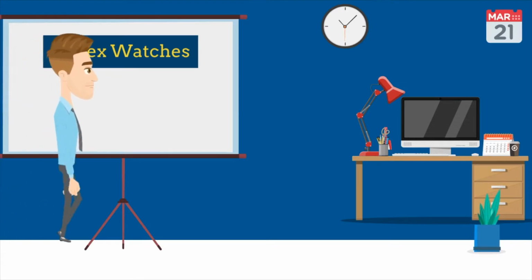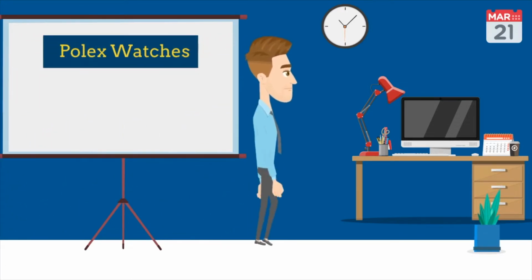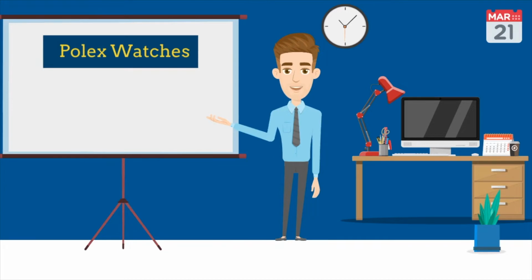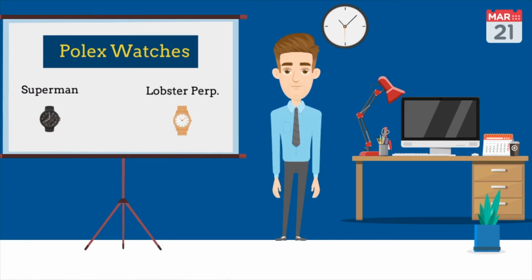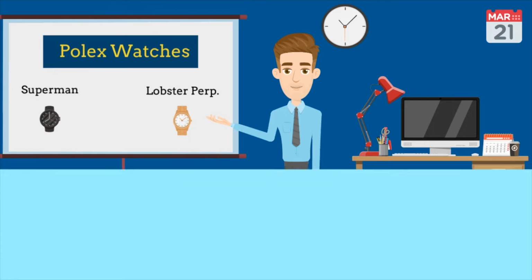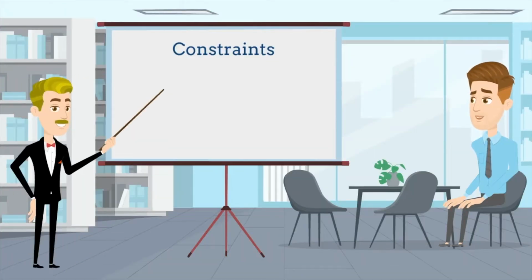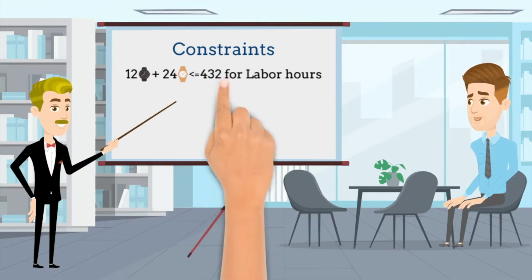This is Steve. After he graduated from the University of St. Gallen, Steve founded his own watch company called Polix Watches. He started with two base models, the Superman and the Lobster Perpetual. In a meeting with his production team and the suppliers, the following quantities for production were given.